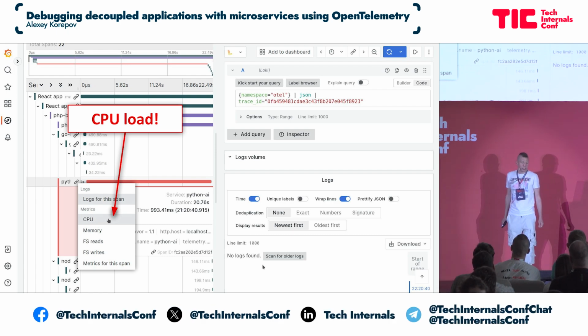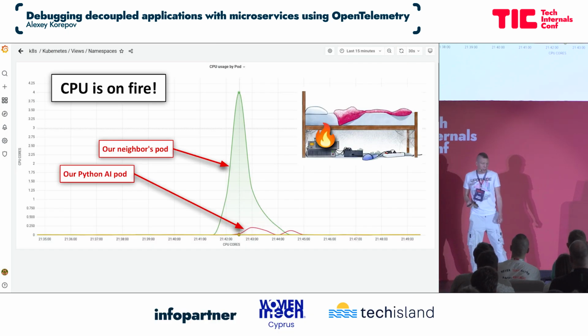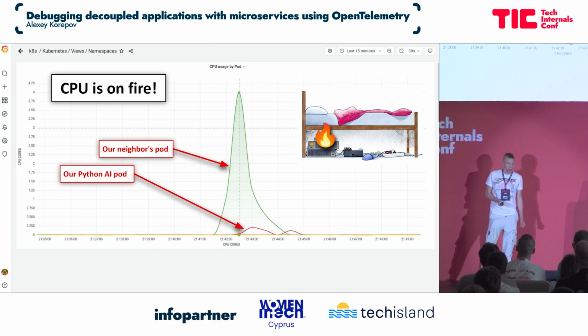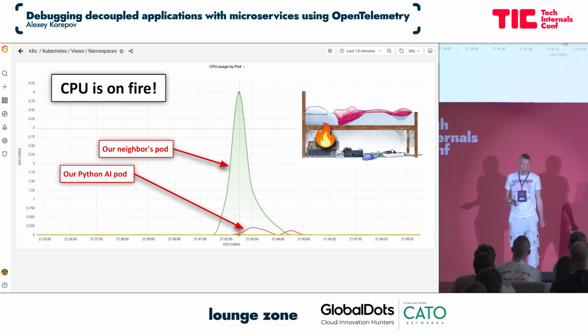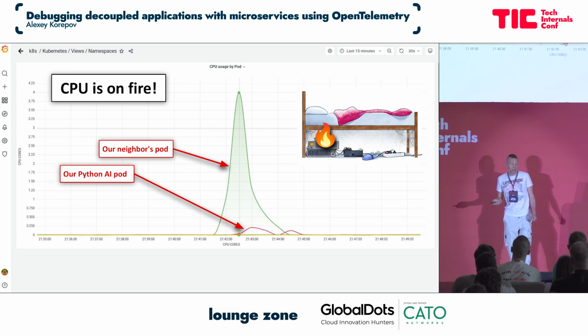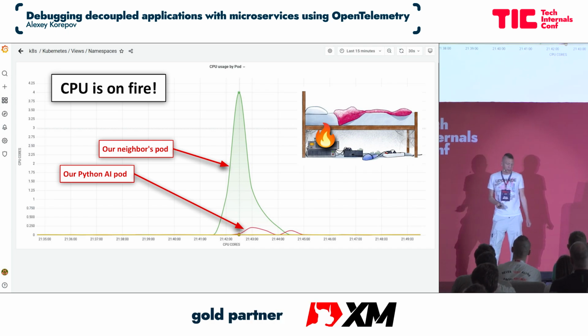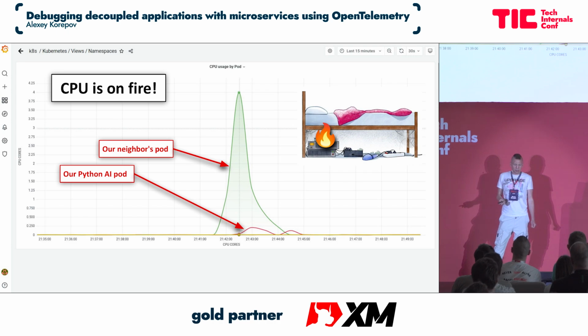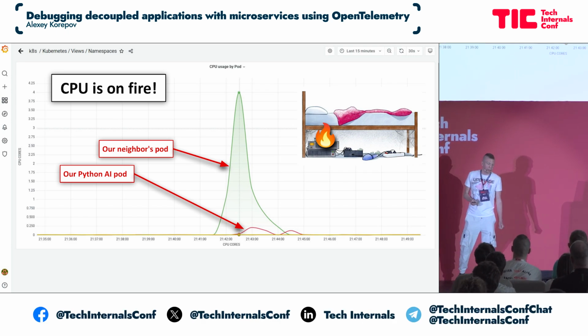So for now, let's click on the CPU. And yeah, look, CPU was on fire. So all our 4 CPUs were busy at 100%. And actually, our Python AI pod is indicated as a red line, and it is not the reason for the busy server.